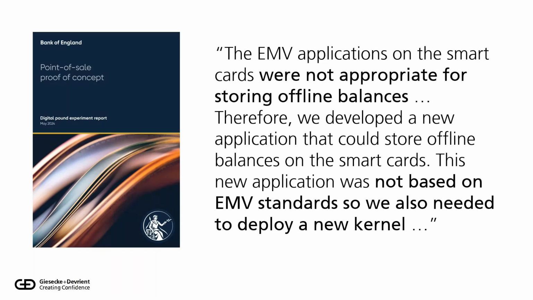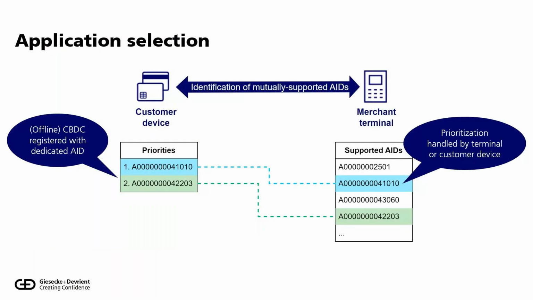Now, the cool thing is that this is not a new issue. POS terminals have always had the problem of accepting new and more modern payment schemes. So this is why they support application selection. If you have a customer device and a merchant terminal, they both have lists of supported payment schemes. So they have these application IDs, and they somehow negotiate what payment scheme they would like to do. So as a user, I tap, and then there's first an application selection happening.